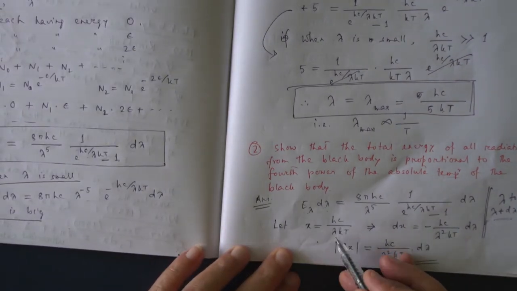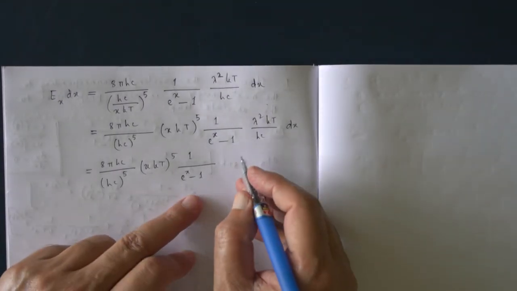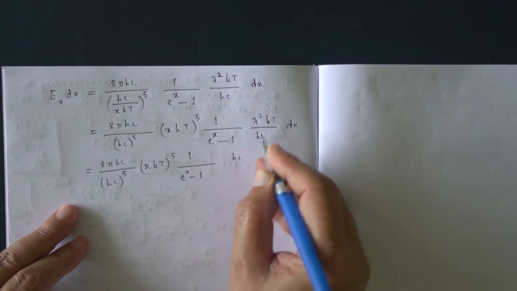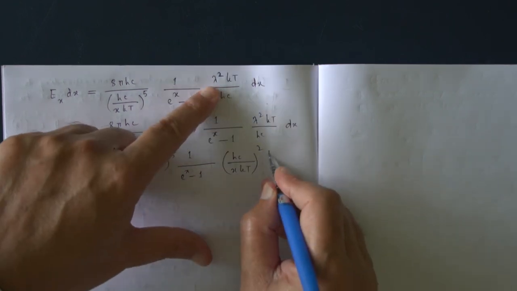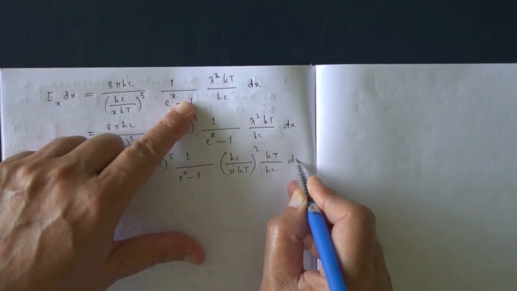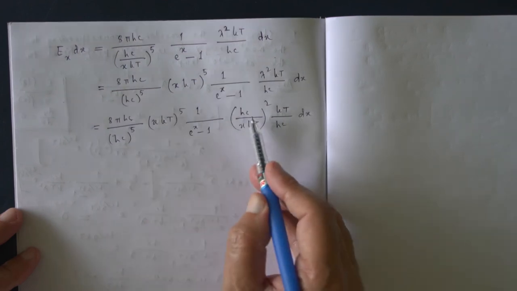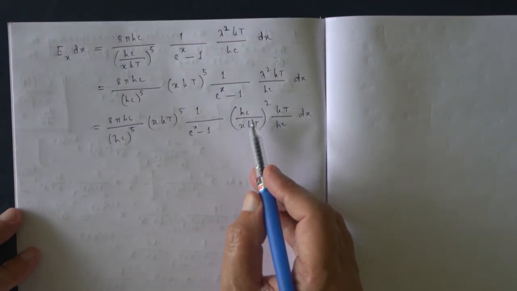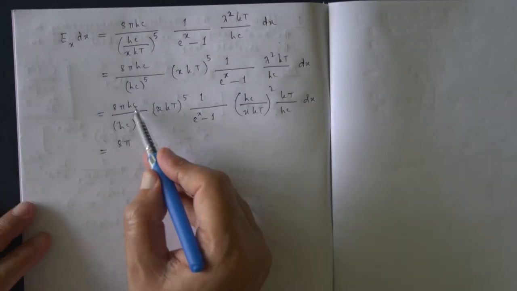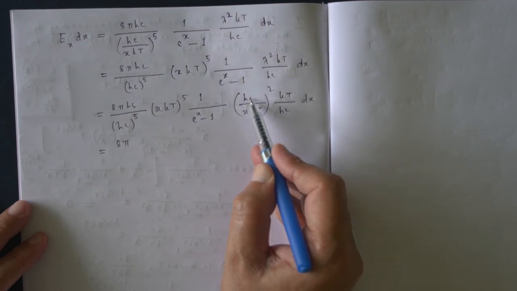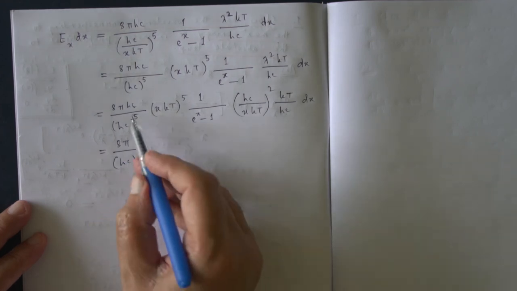What is lambda? Lambda equal to hc by x kT. Lambda square is hc square by x kT square, by hc dx. Okay, so now this hc, then hc, so this will be 8 pi, then hc, this is hc, so this will be hc cube. Okay, this will be hc cube.